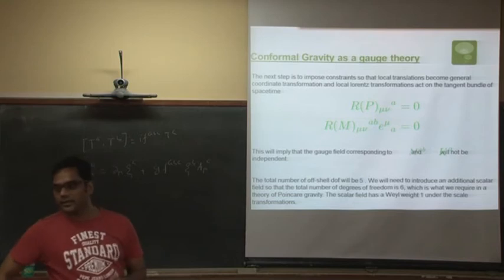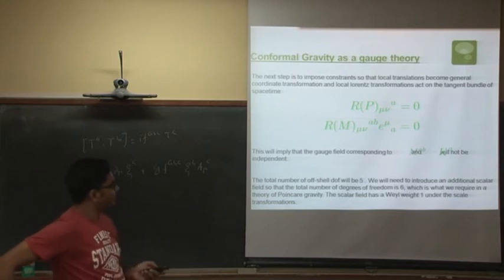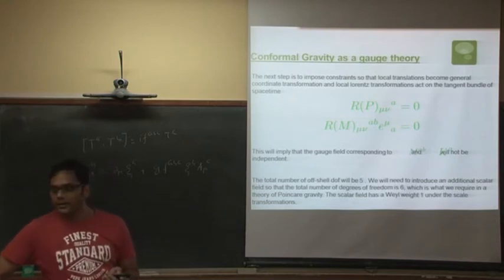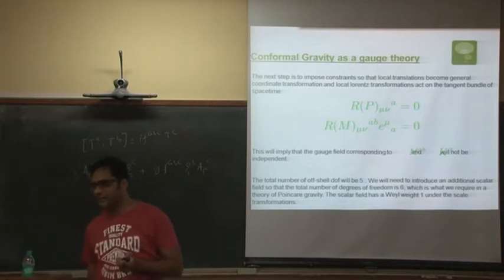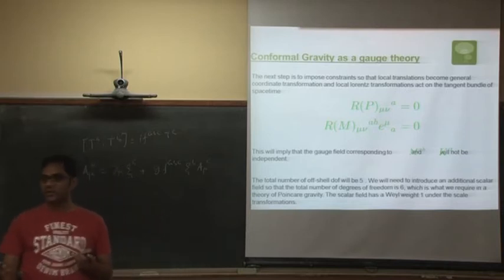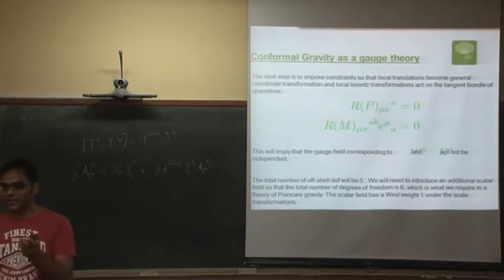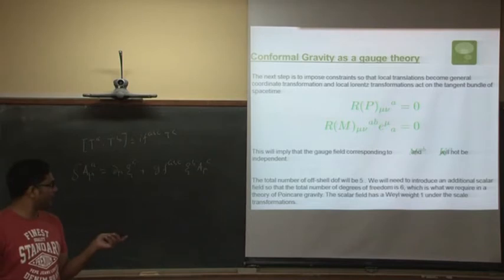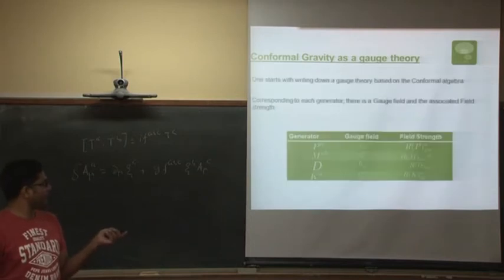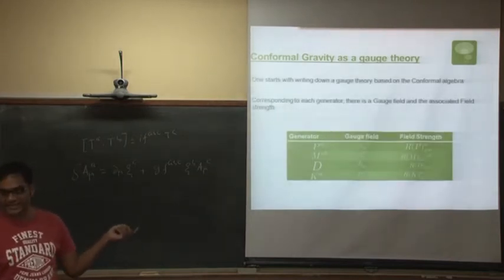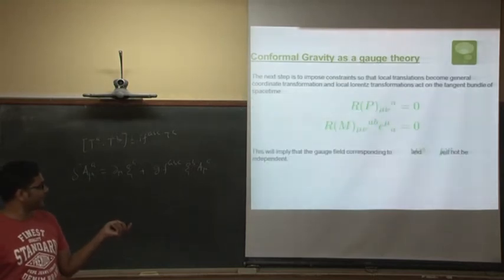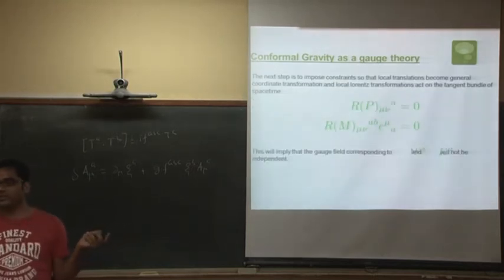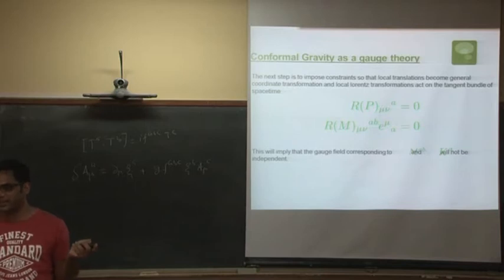How would you get gravity? You should be able to get Einstein gravity by forgetting about D and K. You have to gauge fix those things, and we also need additional degrees of freedom, so that finally, after gauge fixing, we get Poincare. Can you get Einstein gravity by just gauging P and M? No. The procedure is we started with this conformal algebra, we gauged it, and then we imposed this constraint. After imposing this constraint, the total number of independent off-shell degrees of freedom is 5.